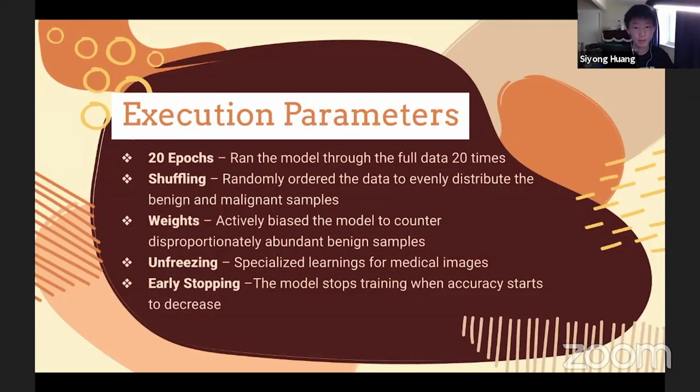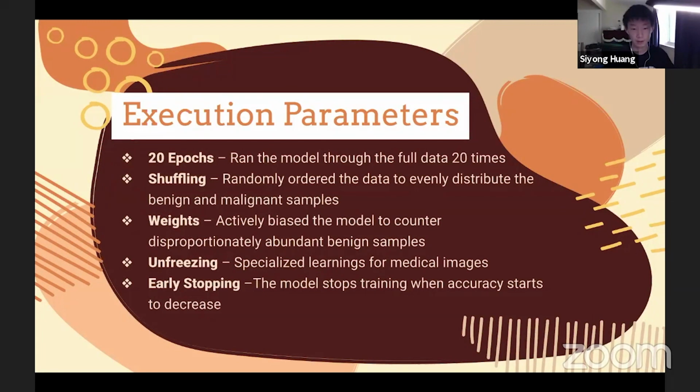By randomly shuffling the data, we evenly distribute the benign and malignant cases among the data set. Through adjusting weights, we bias the model to prioritize malignant images, countering the disproportionately abundant benign samples in our data set. Next, we unfreeze layers in the neural network. In practice, this just means that the model could more effectively learn to specialize in medical images.